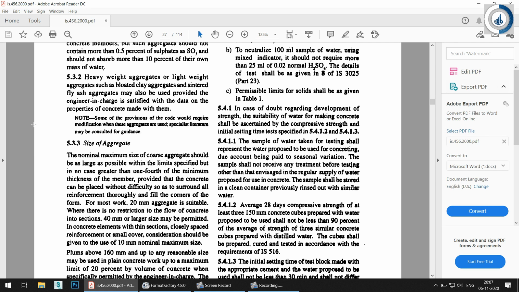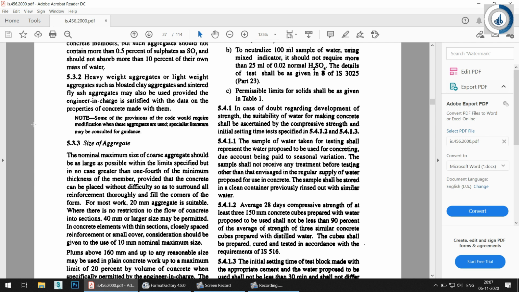But where there is no restriction of the flow of the concrete into sections, 40 mm or larger size may be permitted. So when there is no restriction from reinforcement, you can use aggregates of about 40 mm or larger.